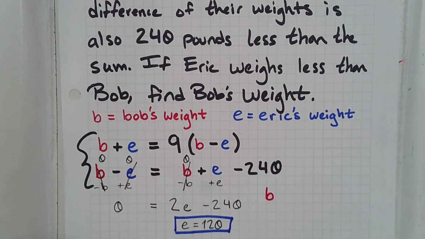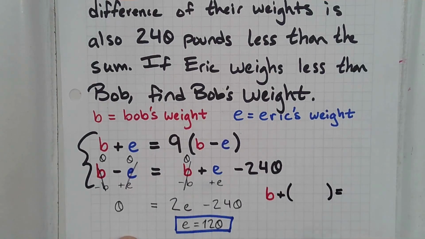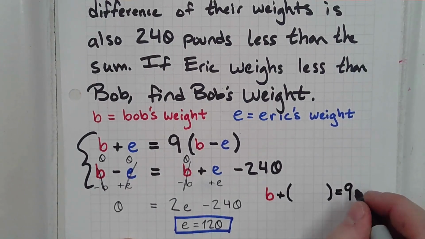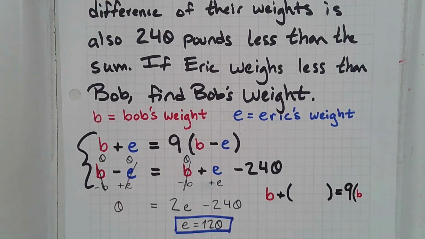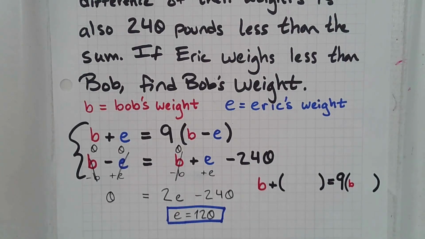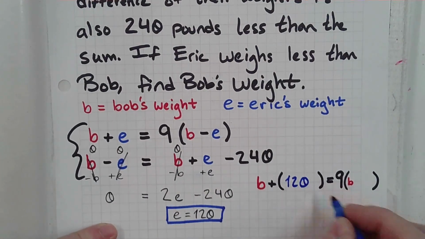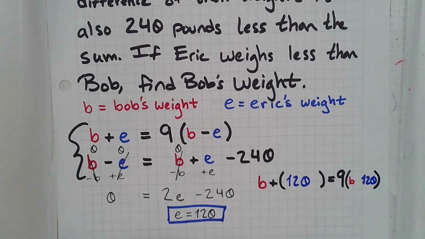B plus whatever E is. And we said E is 120. And then we're timesing by 9 times B minus 120. Let's see if I can fit that in there. Yeah. So E is, again, 120. We figured that out. So here's our new top equation with E's value plugged in.